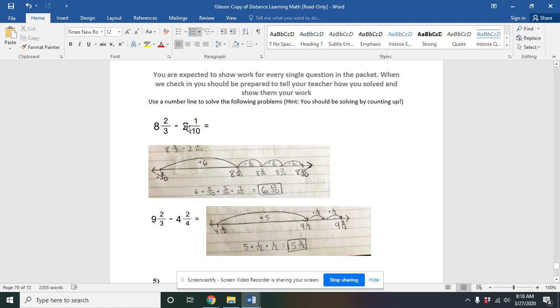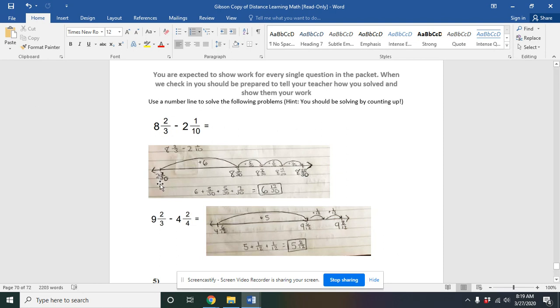So 8 and 2/3 minus 2 and 1/10. Now, before I do anything, of course, since I'm adding or subtracting, I need to make sure we have common denominators. So I converted both of them. When I am counting up, I am starting with my second number, okay, and putting it right here at the first part of my number line. Then I'm going to end with 8 and 2/3. Well, in this case, 8 and 20/30, because this is where I need to find that difference between these two. And in order for me to find that, I'm going to count up.